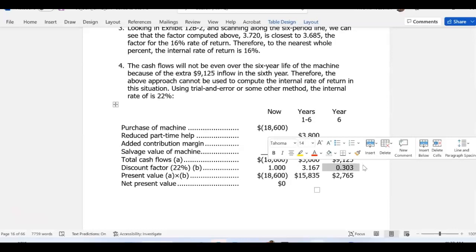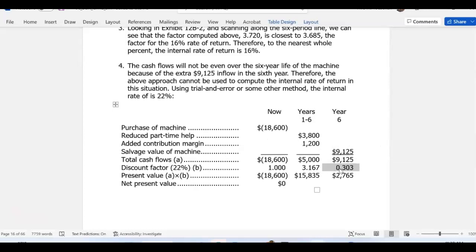So let's write this down. 3.167, that is annuity, 22%, and then it's 0.303, and that's 22%, but present value of $1 one time. So let's go, and I want to show you how you find those factors. Because of that, if you add 15,835 plus 2,765, that gives you virtually 18,600, and your net present value almost ends up being 0.